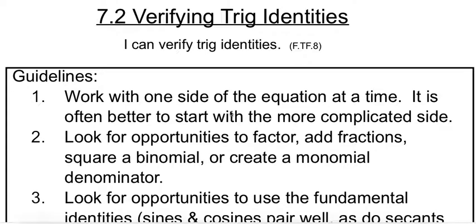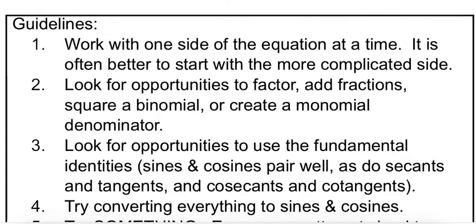In 7.2, we are going to be working on verifying trig identities. So these are things where it gives you some sort of trig expression that's equal to something else, and you have to show that it's true. Personally, I like these better than the simplifying ones that we did in 7.1 because you know when you're done. Like when you get the two sides equal to each other, that's it. You've done the work. So what I've got for you in this box are some strategies that you can use.